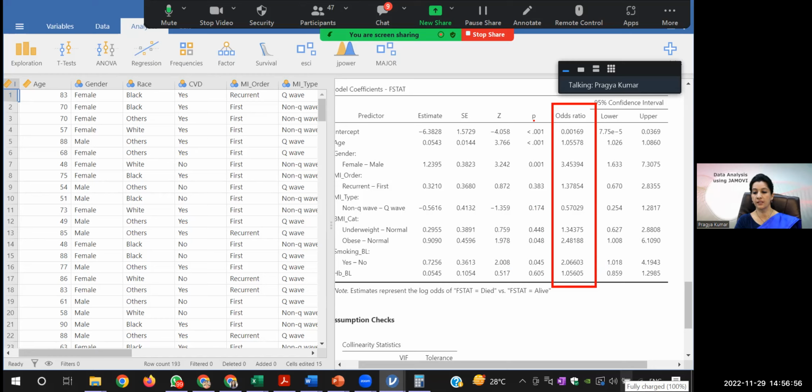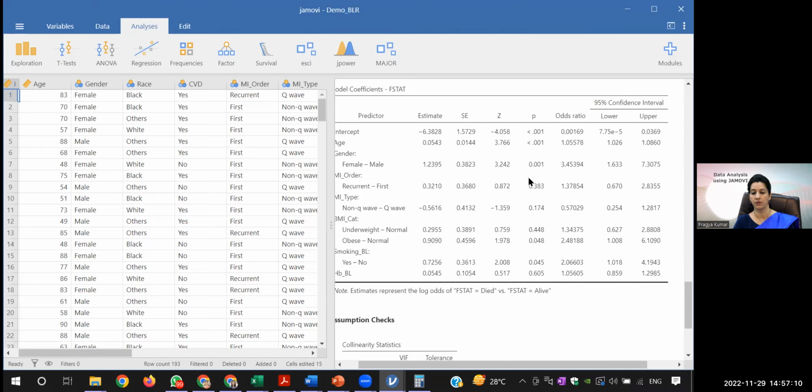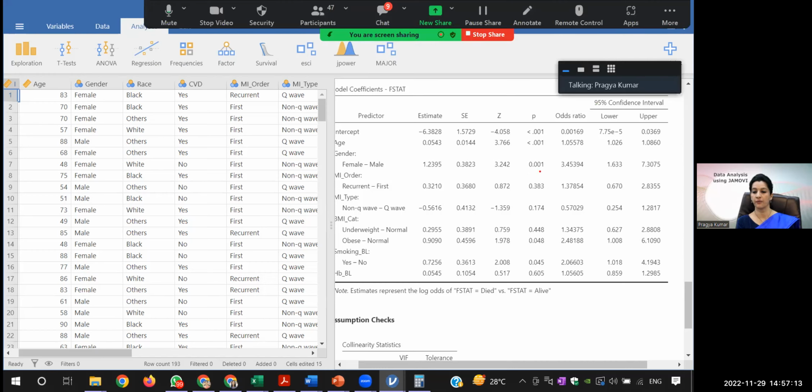And you can see here the significance. So you will find that this is significant, age is significant, gender is significant. So MI order, remember MI order was significant initially, but it is not significant now. If you see, this is not significant, again this type is not significant. This category is also not, again you can see smoking is significant. This is also not significant. So that happens. That's why you should take both adjusted and unadjusted odds.